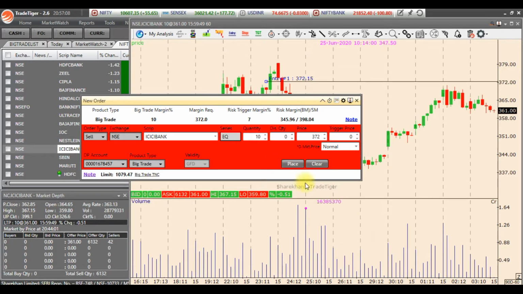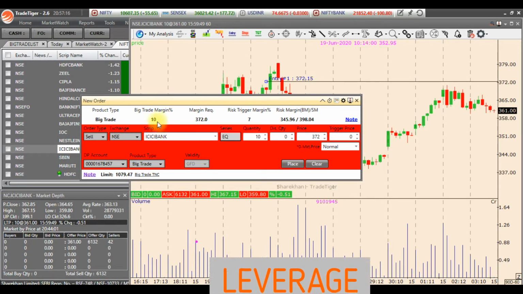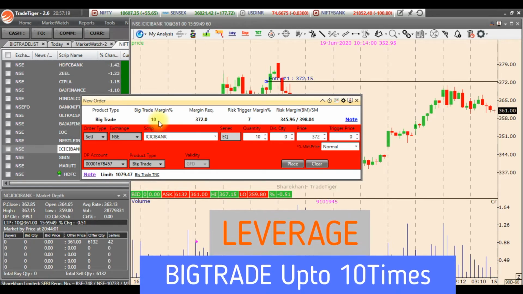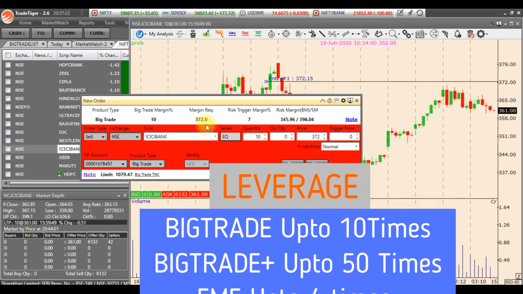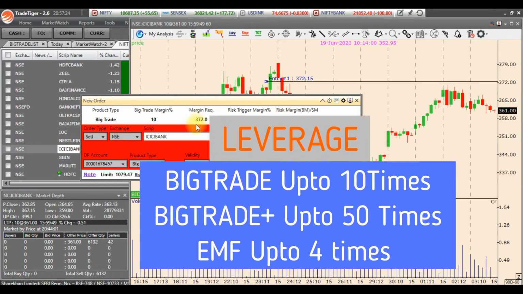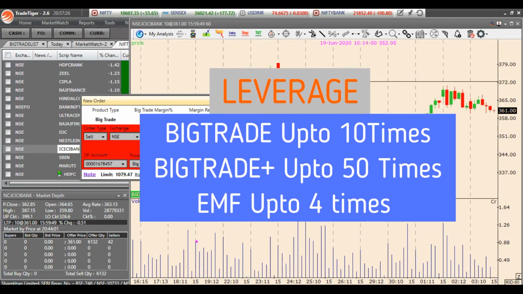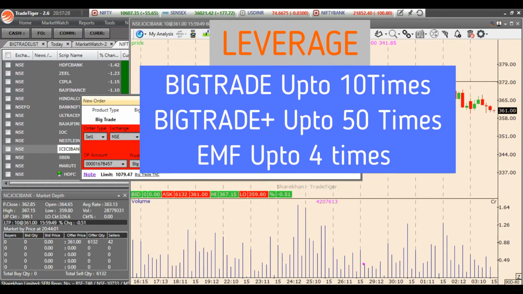Just go, and you can also see whenever you select, only 10% margin is required. In this case, just 10% is required. So the margin required is 372 for 10 shares. It is asking only 372 rupees margin.